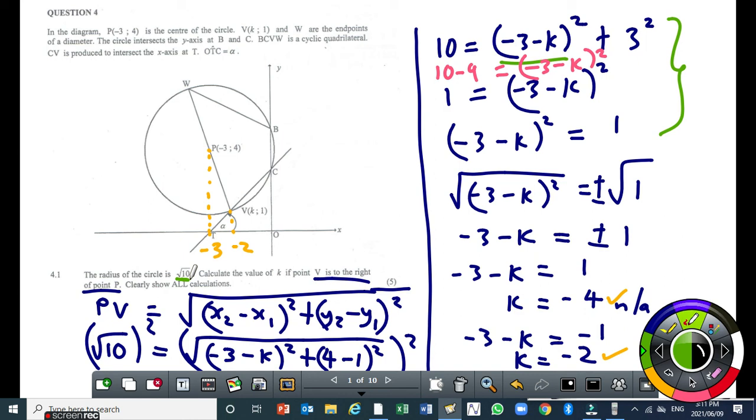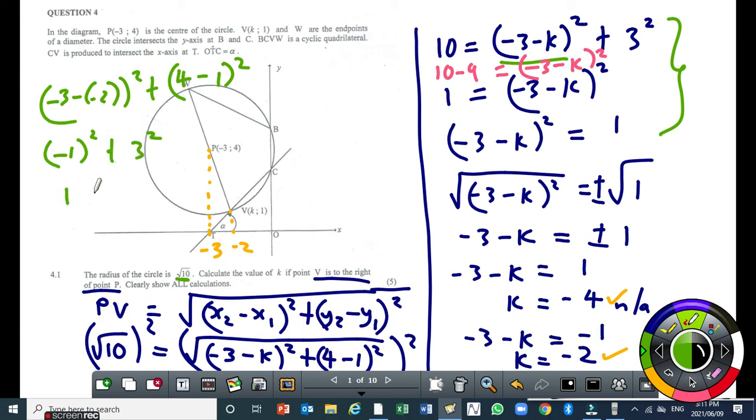We're told that, and we can prove that it's really square root of 10. We can prove by substituting the value of k for negative 2. Okay, let's do it. So if we say minus 3 minus 2 all squared, plus 4 minus 1 squared. Here we get minus 1 squared, which is the 1, there you get 3 squared. So you end up getting 1 plus 9, all this is under the square root now. You end up getting what?